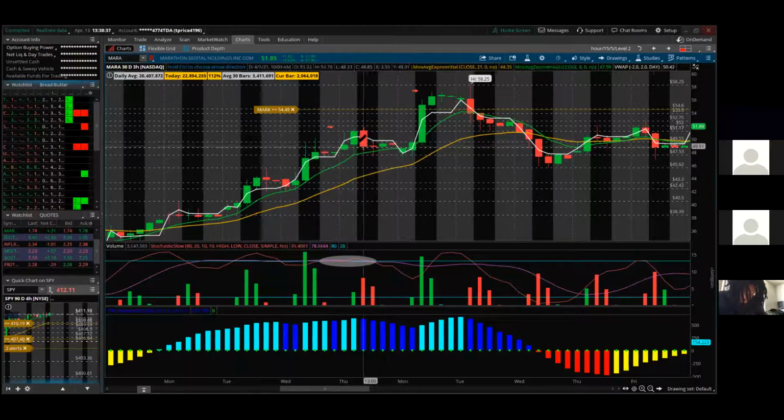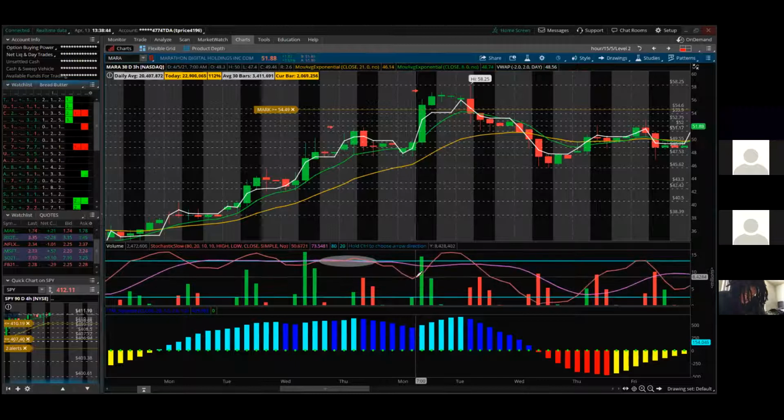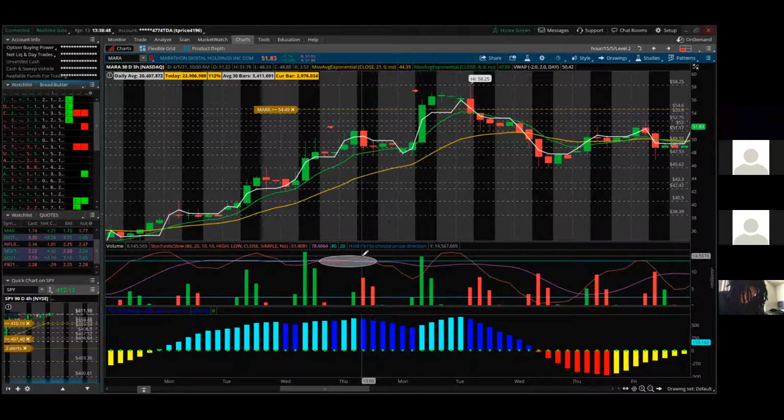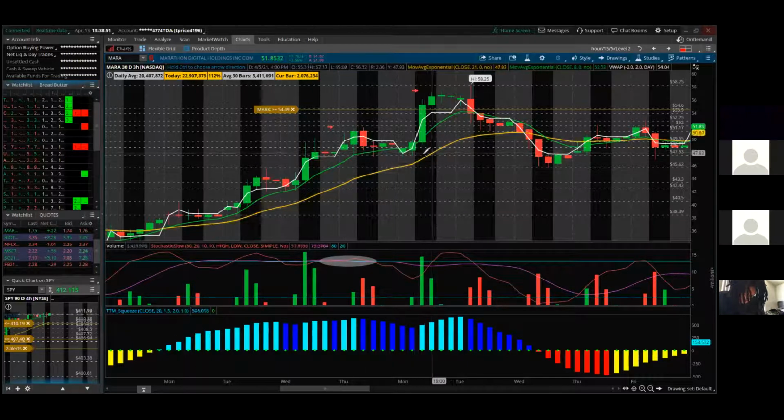So if you held that and you didn't get faked out, you could have been rewarded even more, because the next day it actually had a teeny bit of bearish momentum shift, but there was no sell signal.